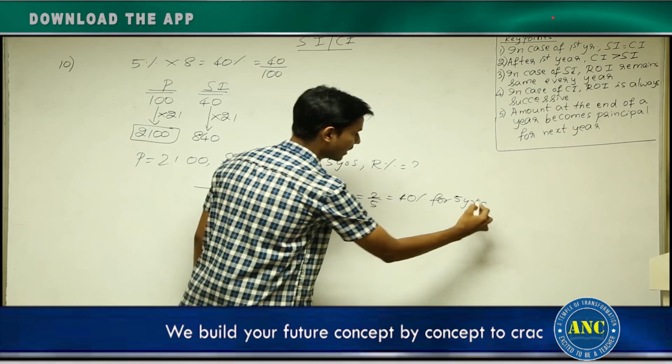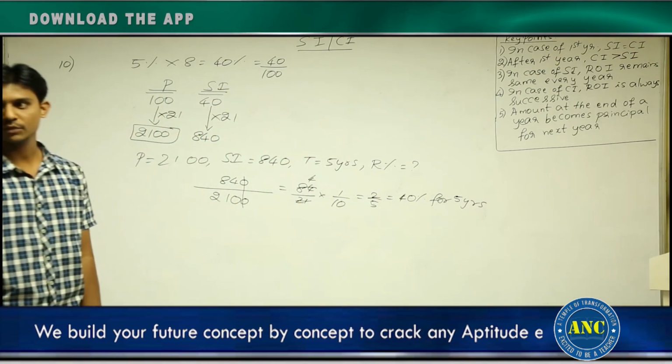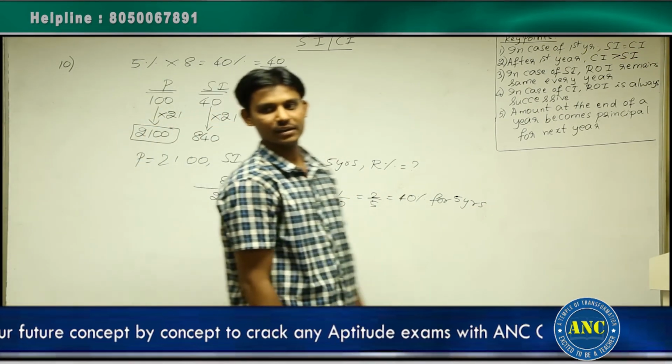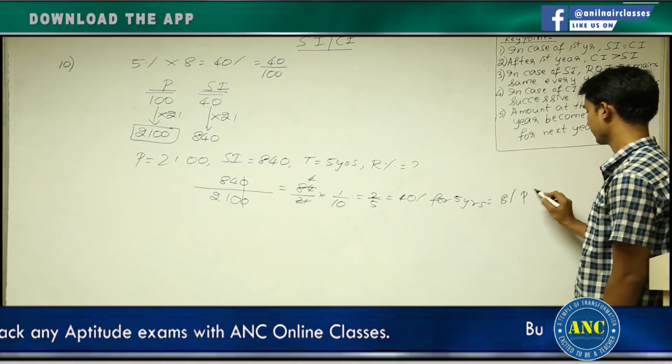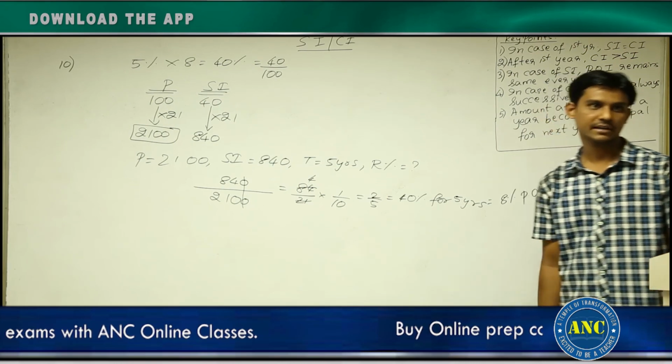But rate of interest is calculated for every 1 year. For 5 years it is 40%. What is this for 1 year? It is 8%. It is also equal to 8% per annum. Understanding the approach, everyone?